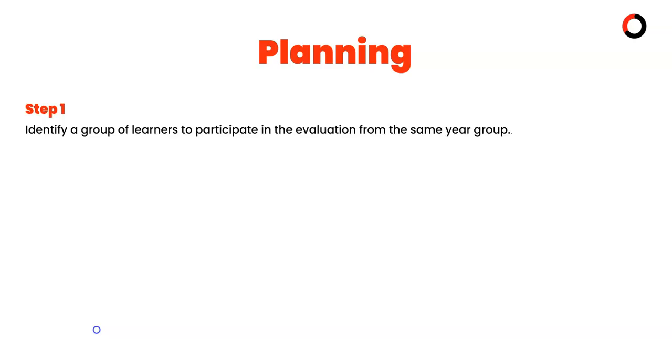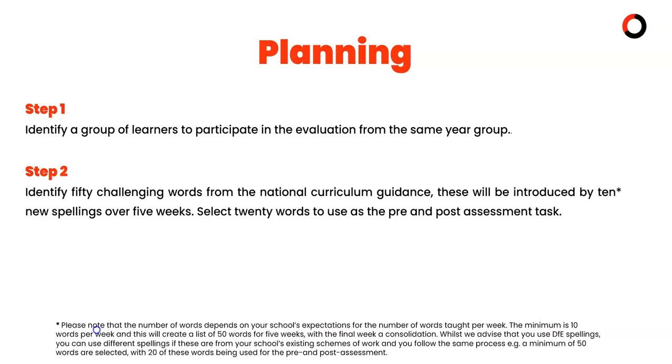Step 1. Identify a group of target learners to participate in the evaluation. Step 2. Identify 50 challenging words from the National Curriculum Guidance. These will be introduced by 10 new spellings over 5 weeks. The 6th week is a consolidation week, and then you'll select 20 words from these, which will be used as the pre- and post-assessment task.